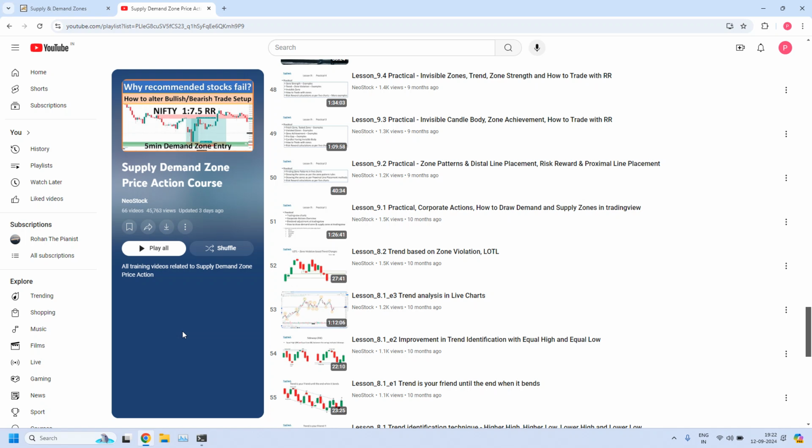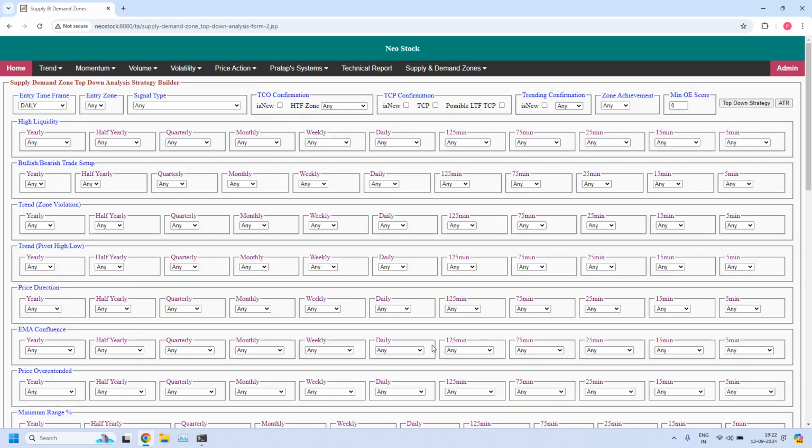Now let's get into the report generation with the help of NeoStock software. The first report we are going to generate is finding the stocks near demand and supply zones starting from the half yearly time frame. During this process, for daily and 75 minutes time frames, we will also identify high liquidity zones, which have more than 80% success rate so far, especially for the last 1 year data.